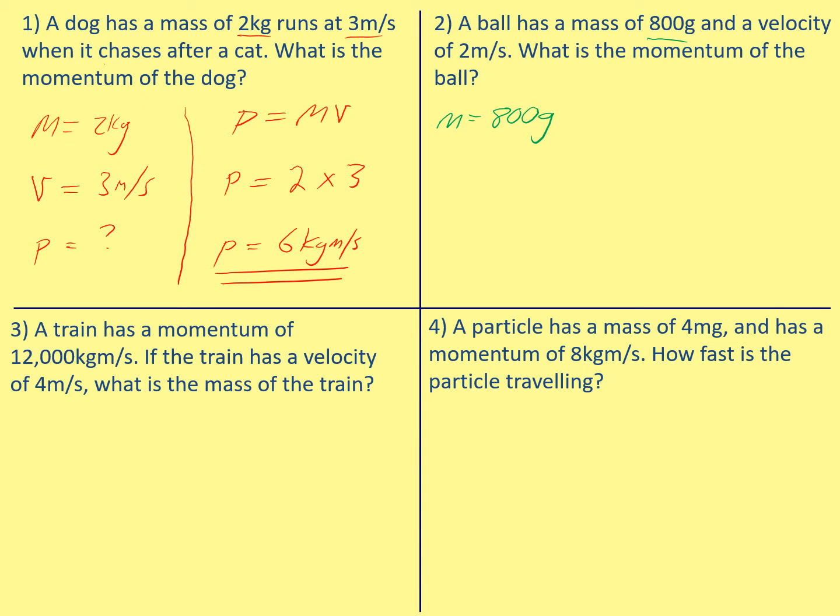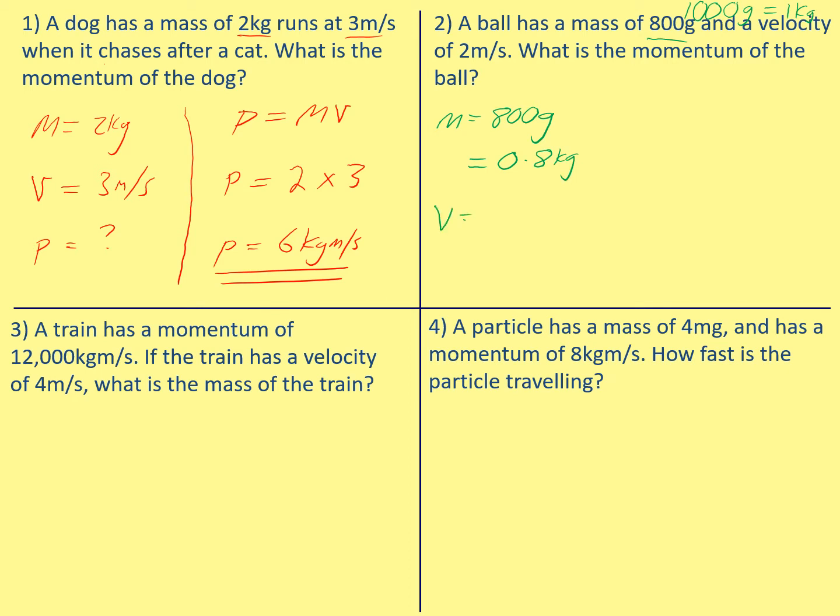Now, if I write down at the very top that 1,000 grams is 1 kilogram. There's 1,000 grams in a kilogram. Therefore, 800 is not quite 1 kilogram. It's a bit less than 1. We can work out that this is 0.8 kilograms. And now it's in the right units.